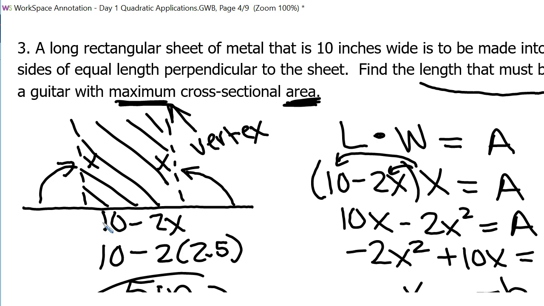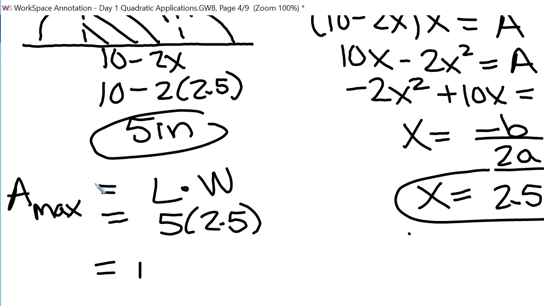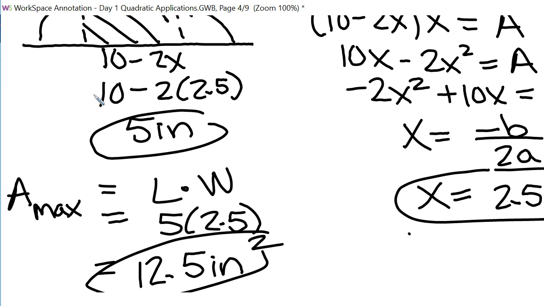Okay, so again, to find the area is still length times width. So this would be 5 times 2.5, and what would that maximum area be? 12.5 square inches. Yes, 12.5 square inches. So again, these two pieces were additional information, just that we were asked to find both dimensions as well as that maximum area.